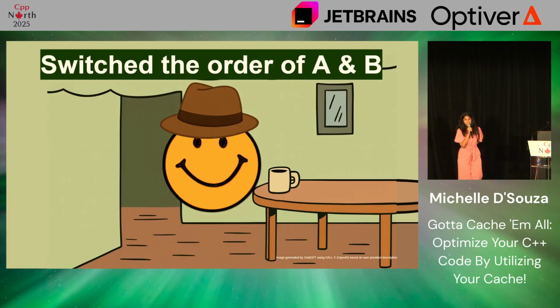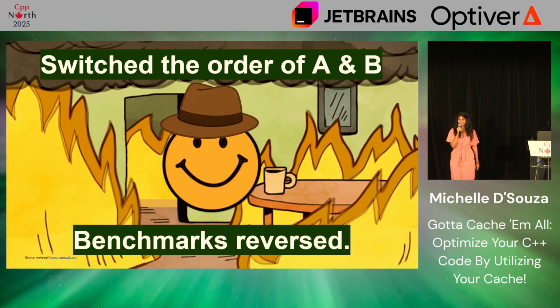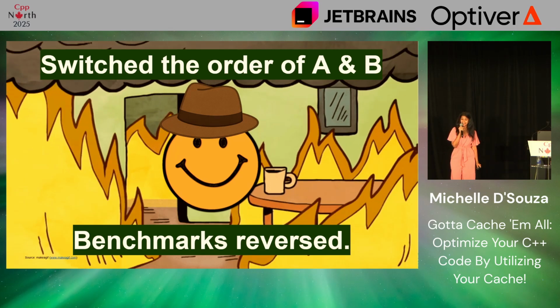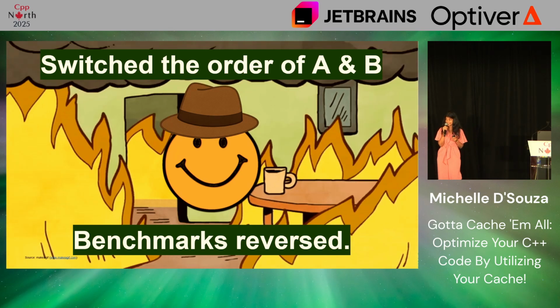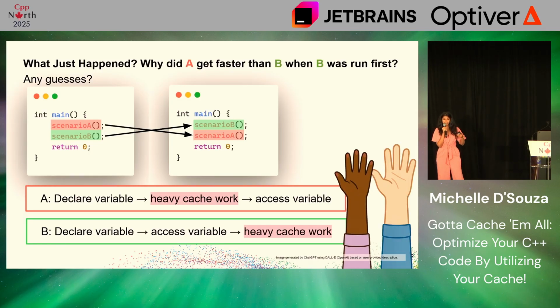Or were you? So I switched the order of A and B in that main function, and then the benchmarks reversed. All of a sudden, A started becoming faster than B. So it's literally just swapping those two things. Does anyone know why A suddenly became faster than B when B was run first? Please raise your hand. Give it a thought. No one. Yeah, that was me for a good amount as well.